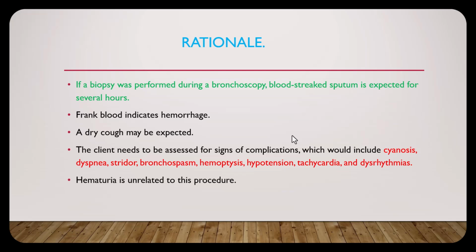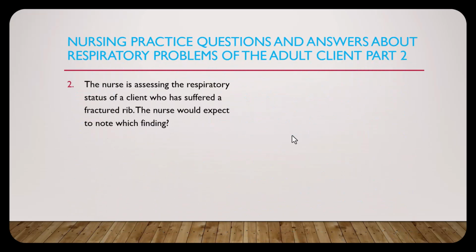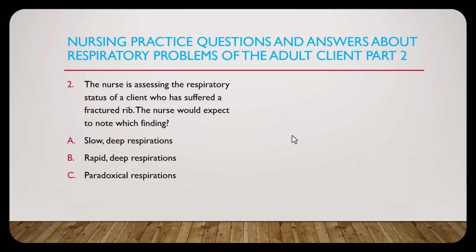Now let's move to the second question. The nurse is assessing the respiratory status of a client who has suffered a fractured rib. The nurse will expect to note which finding? So these are the options. Option A, slow, deep respirations. Option B, rapid, deep respirations. Option C, paradoxical respirations. Option D, pain, especially with inspiration.